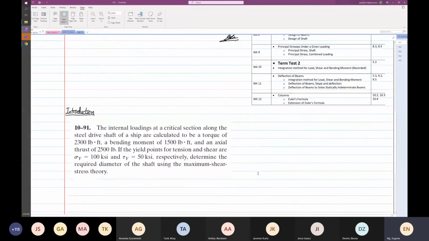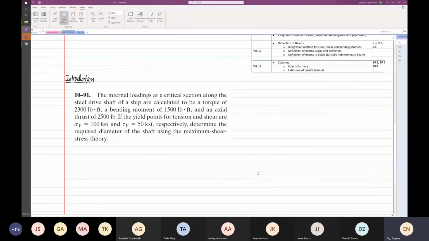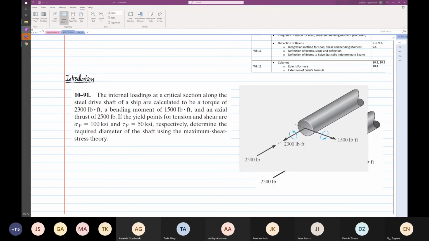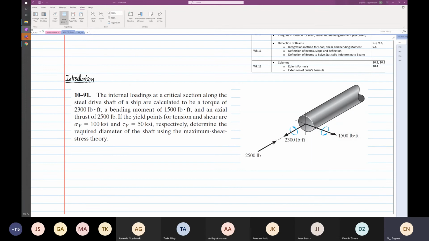Internal load of a cross section along a steel shaft of a ship. Okay, so I'm going to get the image of the steel shaft. Okay, so this is the steel shaft of the ship that you can see. And it has a torque of 2,300 foot-pound.